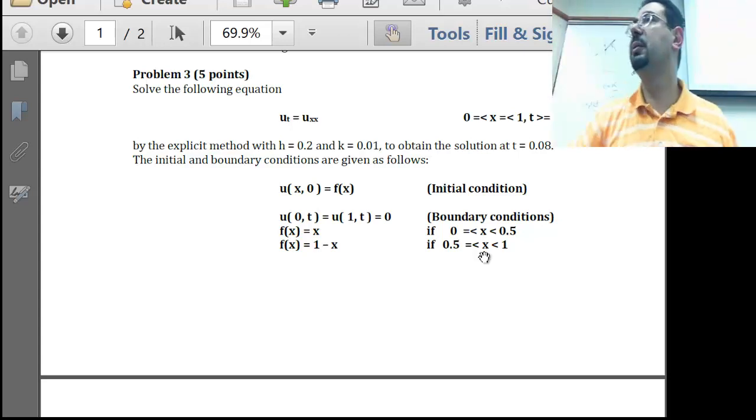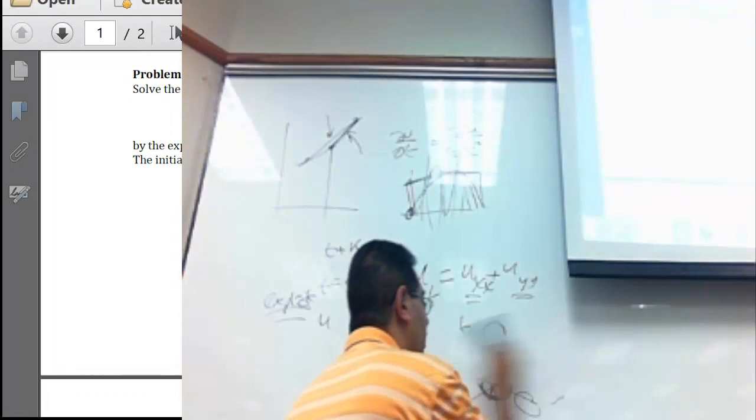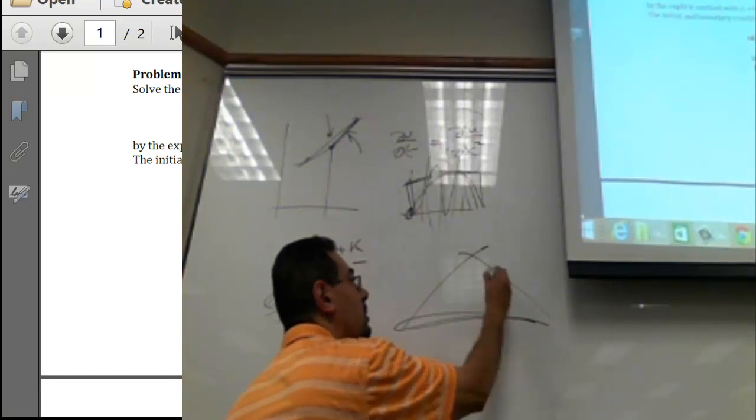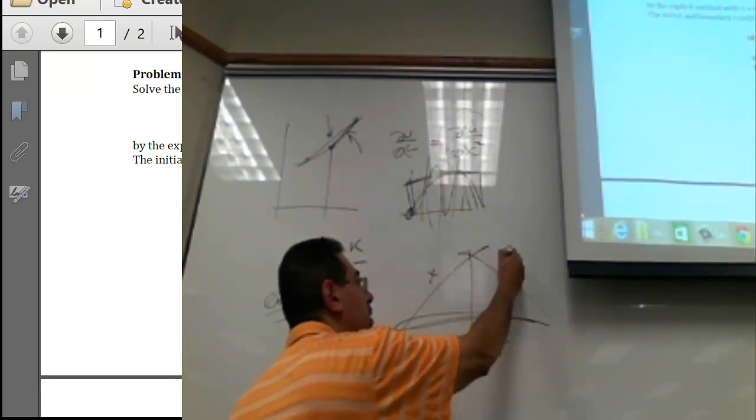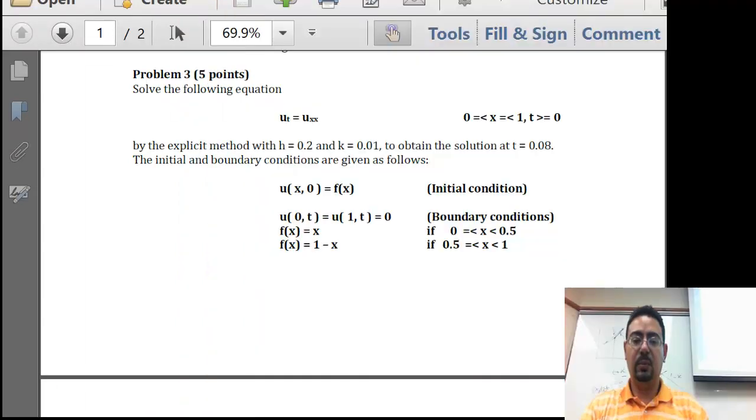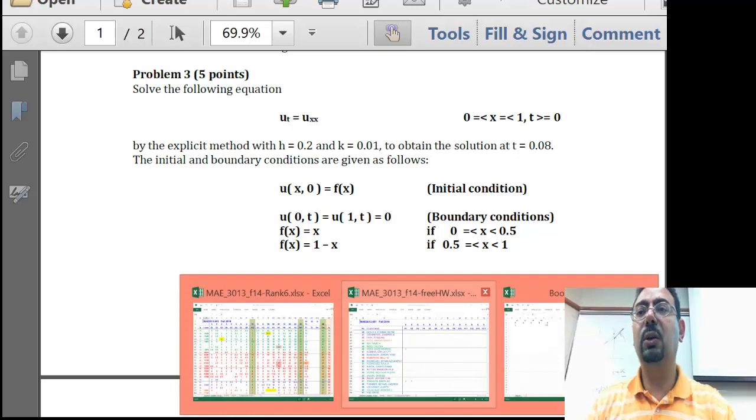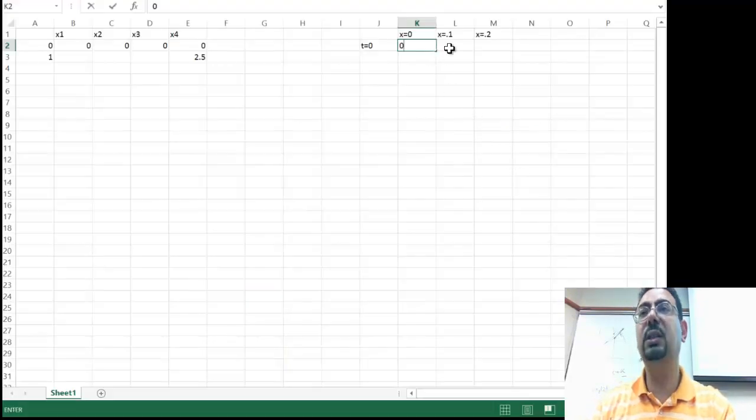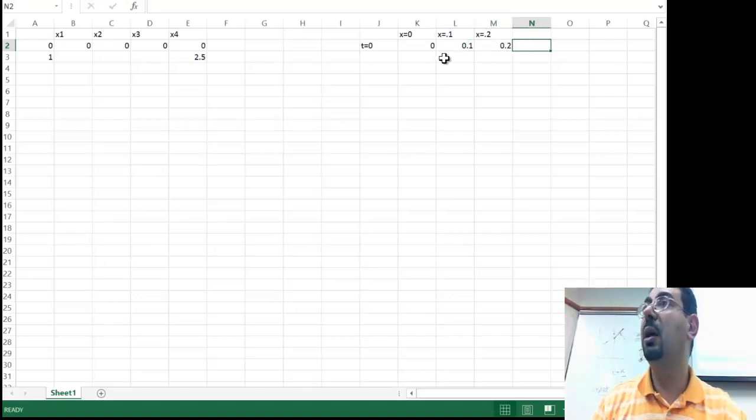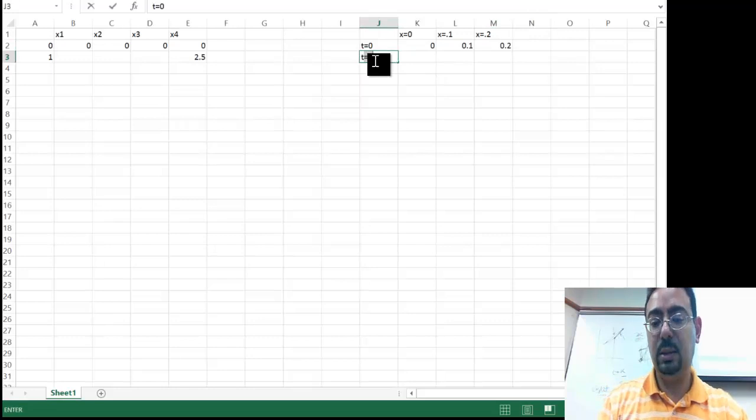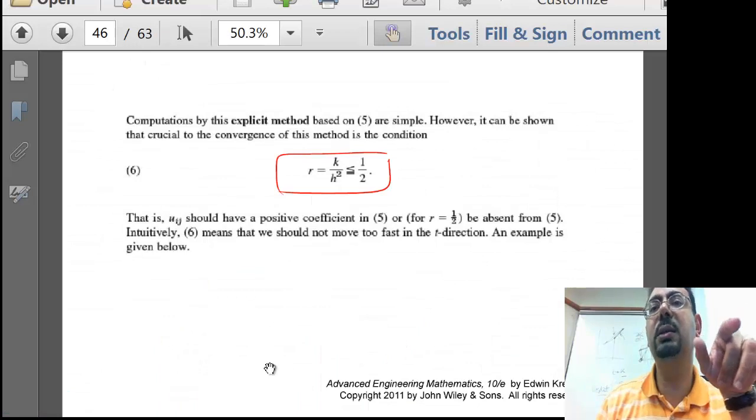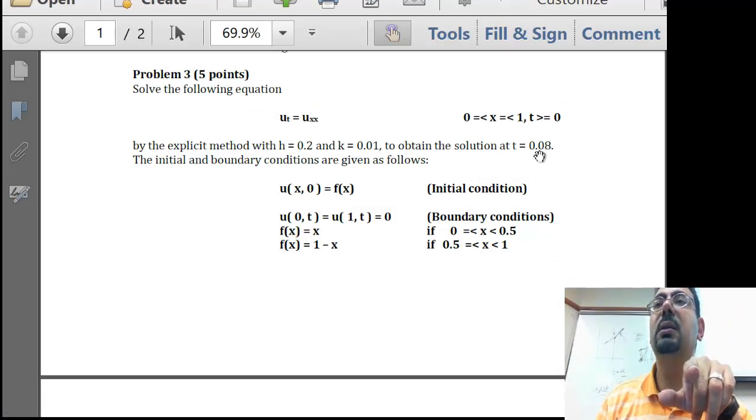It looks like this when this is 0.5. So this is x and this is 1 minus x. Right? So the initial condition, basically when it's 0, that's 0. When it's 0.1, that's 0.1. When it's 0.2, that's 0.2, right? And then at t equal k, what is the k that he picked? He said the k is 0.01.